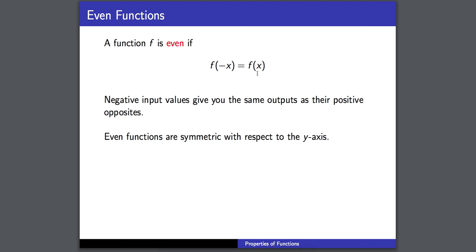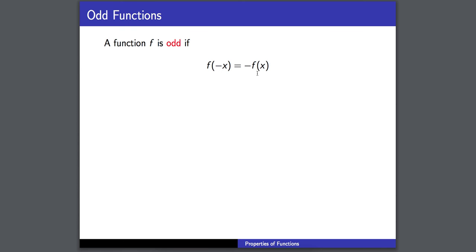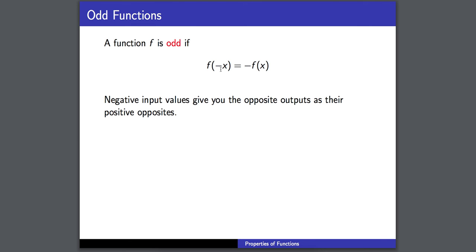In other words, if we graph it and print it out, we can fold the graph over the y-axis, and the left and right halves will lie on top of each other perfectly. They'll align perfectly. A function is odd if f of negative x equals negative f of x. So again, if we look at some input values and then take their opposites, if the output values become opposites, then a function is odd. So negative input values are going to give you the opposite outputs as their positive opposites, which sounds kind of weird when you say it that way.